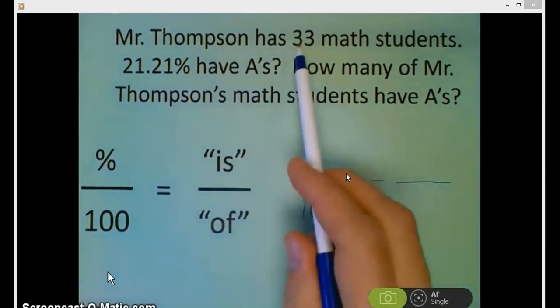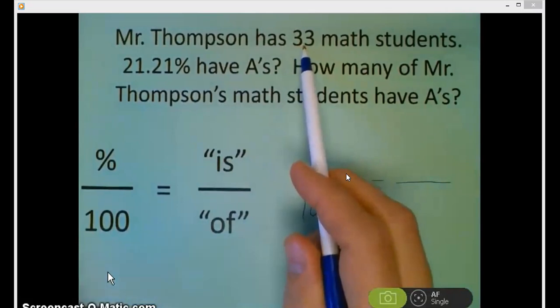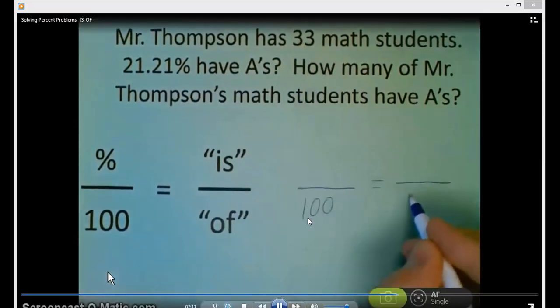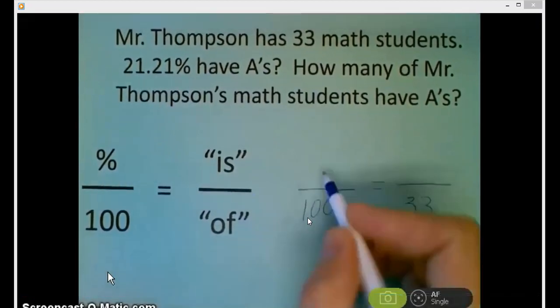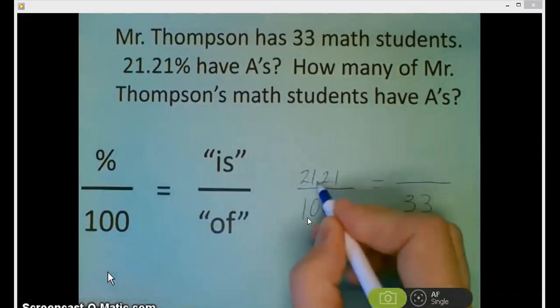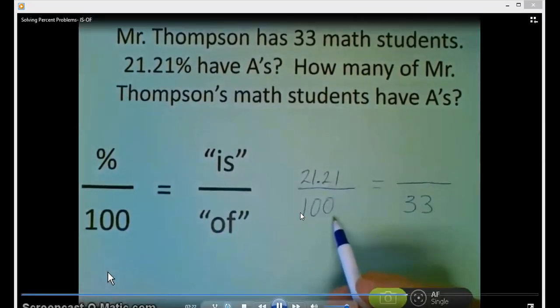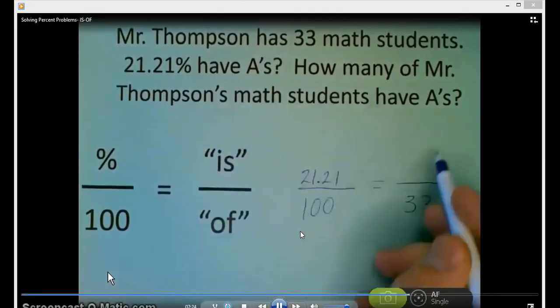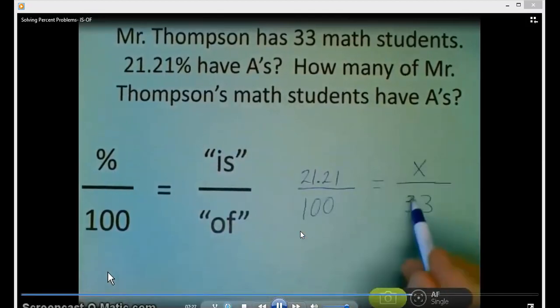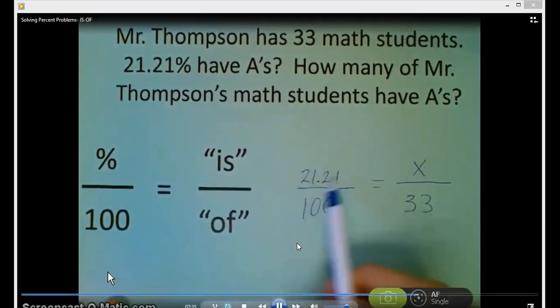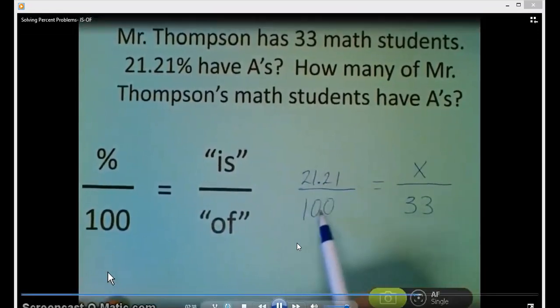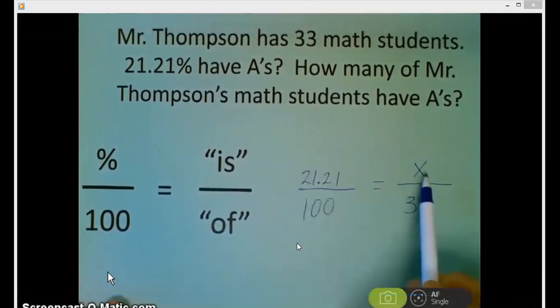So I have 33 math students. That's my total. So the total would go on the bottom. 21.21% of that total have A's. And I'm asked how many students have A's. So this is kind of a key concept here, that when we set up a proportion for percentage, we have the number out of 100. 100 is the total. When you look at these problems, you're going to have a number out of the total.